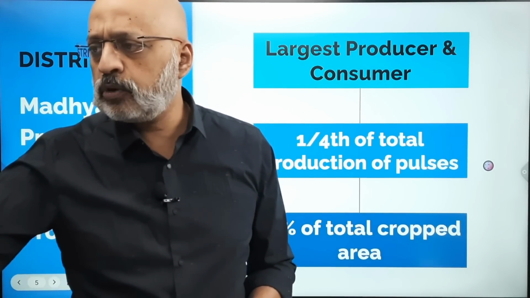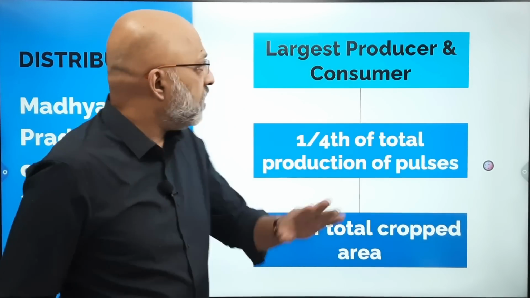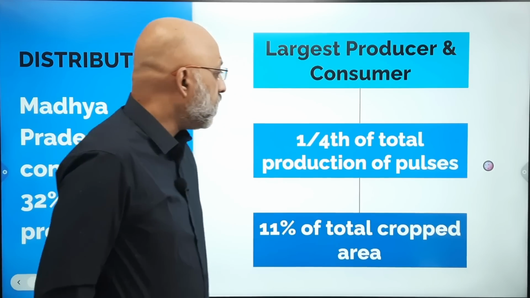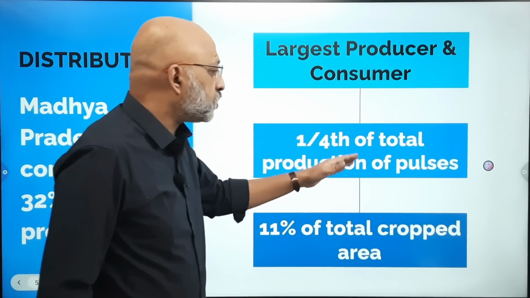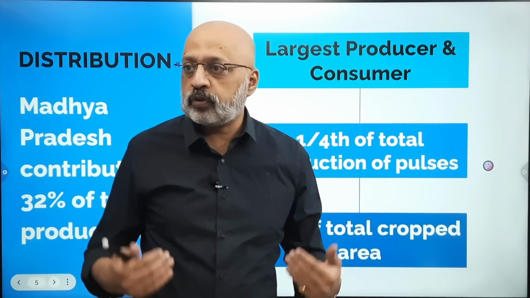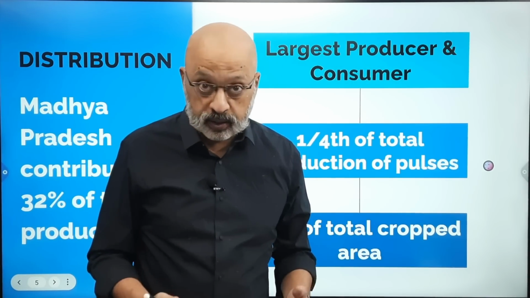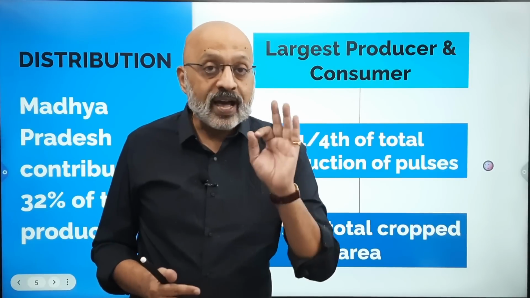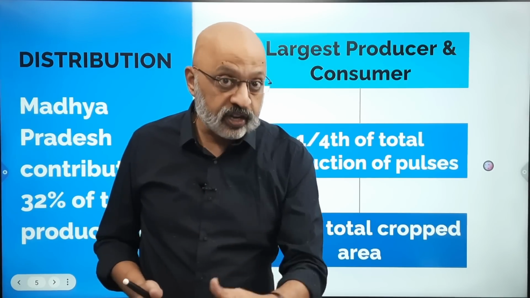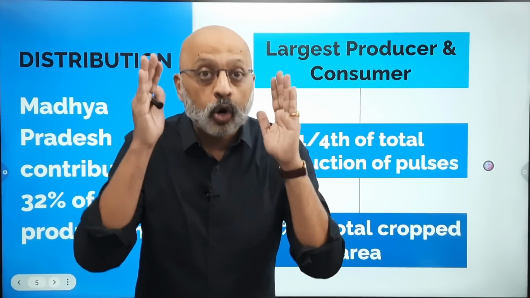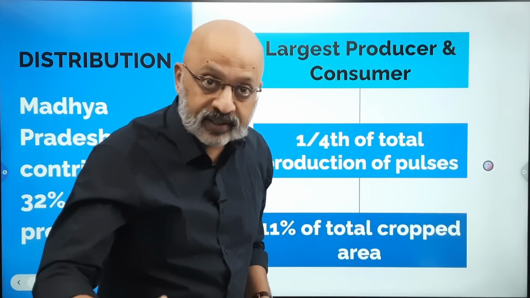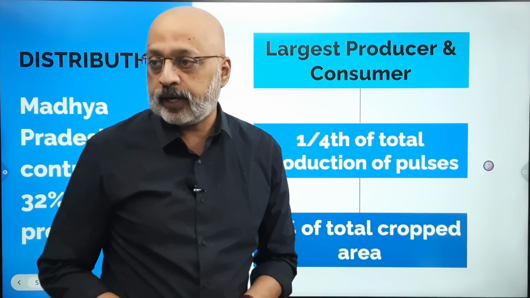Now, as far as the distribution is concerned, India is the largest producer and consumer of pulses. Obviously, we all consume dal. India accounts for 1/4 of the total production of pulses in the world, 25%, and this is as per the Food and Agricultural Organization figures. Okay, so this is reliable, authentic figures. Always on SWS, we give you authentic data. There is no make-believe data.